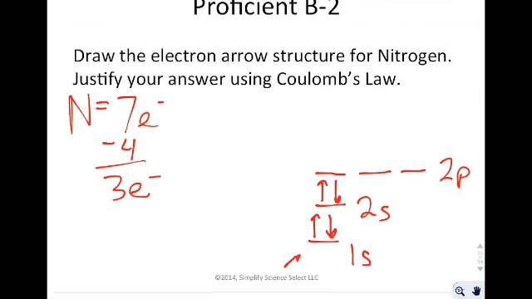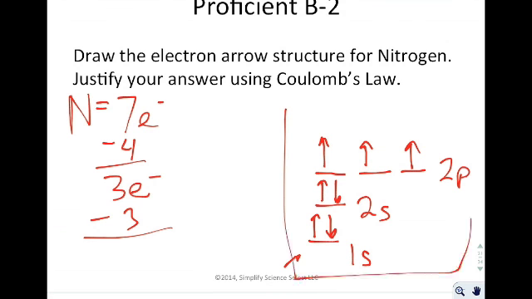Now if you look, I'm going to put an electron here. And it actually doesn't matter if it's up or down. So if you're concerned about that, it doesn't matter. So I filled one electron up. But before I put a second one in this, I can't do that because that would violate Hund's rule. So now I come back and I put another electron there and another electron there. And what that shows me is that I've used all 7 electrons. Okay, so I've used my last 3. And this is the electron arrow diagram for nitrogen.